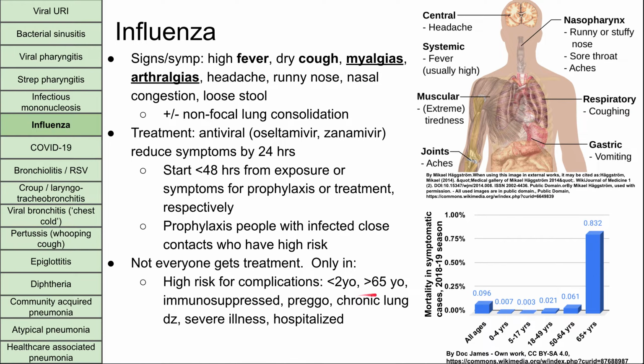So this is the mortality in symptomatic cases of flu for a few seasons ago, and you can see that the people that are most vulnerable are those in the oldest age bracket, and maybe a tiny bit more for the younger age bracket, but overall mortality is not nearly as high as the older age bracket. So this is really the high risk people that need the antiviral for prophylaxis or for treatment.